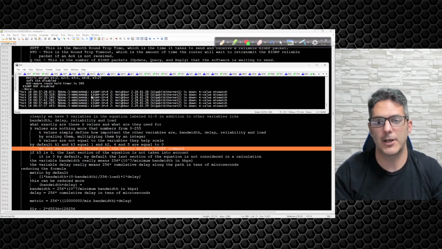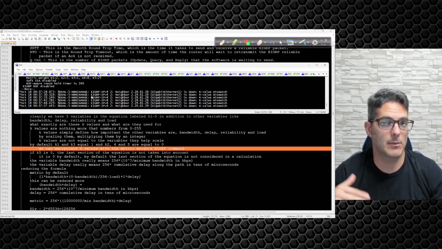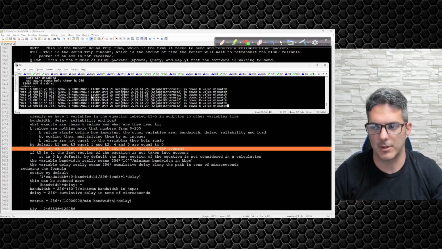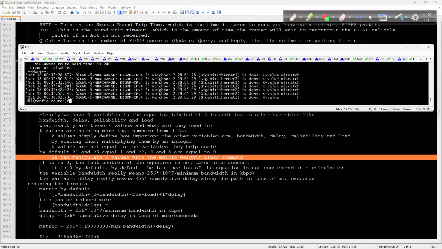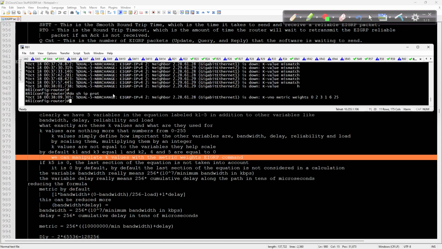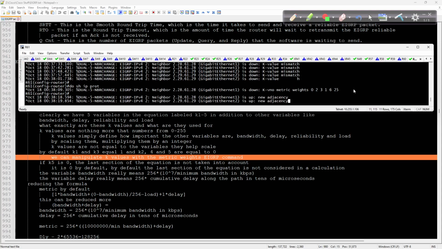Now, can you turn a K value off that comes on by default? Yes, you can turn delay off. You can only do bandwidth. You can basically do whatever you want, but as long as you do it across the board. So just keep that in the back of your mind. So I'm just going to hit the up arrow, and I'm going to say no. So give that a moment, and then there's my adjacency.